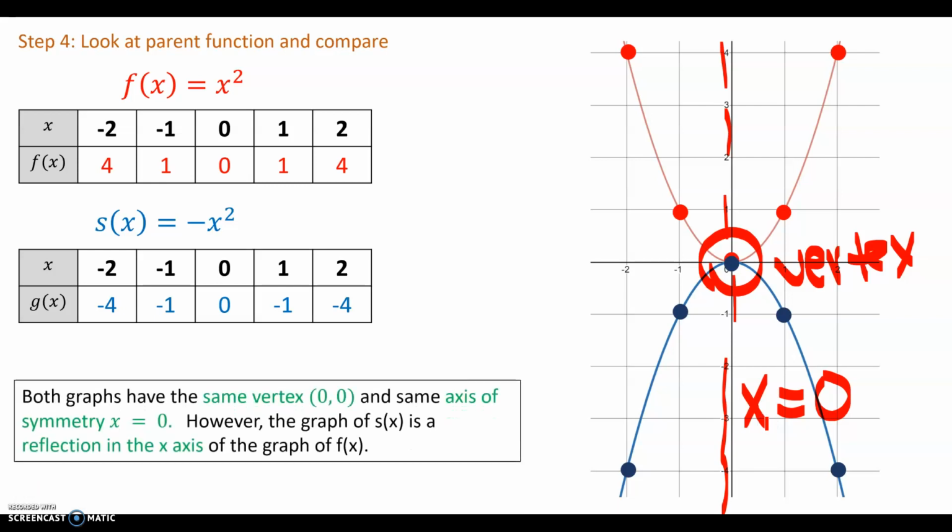So here's what you would write in words. Both graphs have the same vertex, 0, 0, same axis of symmetry. However, the graph s of x is a reflection in the x-axis of the graph. Okay, so it's very, very easy.